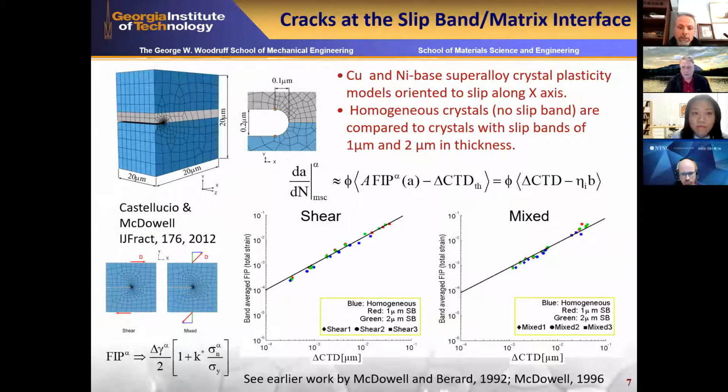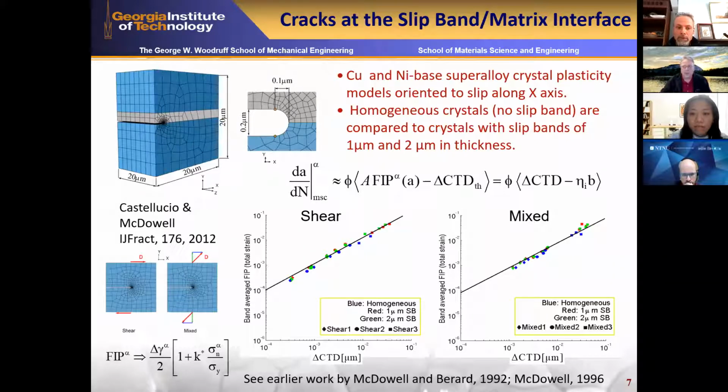Now, the Fatemi-Socie transgranular fatigue indicator parameter, that surrogate driving force measure, is indeed a surrogate for the cyclic crack tip displacement, CTD, as shown by Gustavo Castelluccio and I in the International Journal of Fracture in 2012, where we inserted cracks either in a homogeneous single crystal, or in a single crystal that had a slip band that carried all the cyclic plastic deformation, aligned for single slip, as shown here at upper left, with the crack running along the interface between the slip band and the elastic matrix.